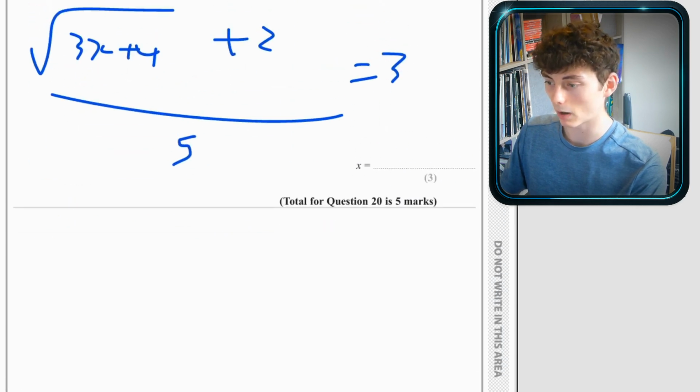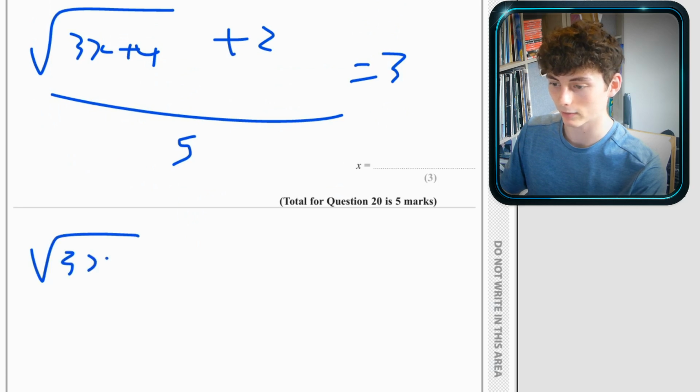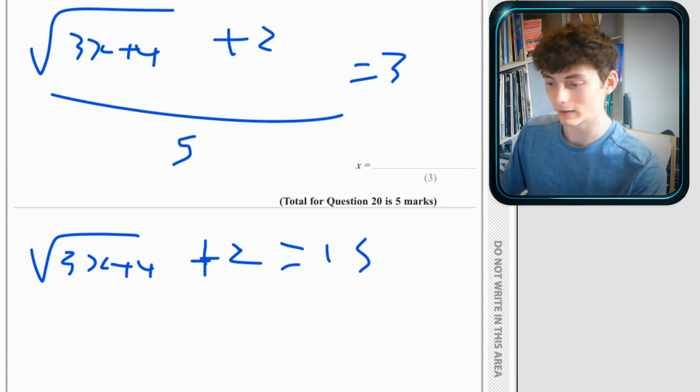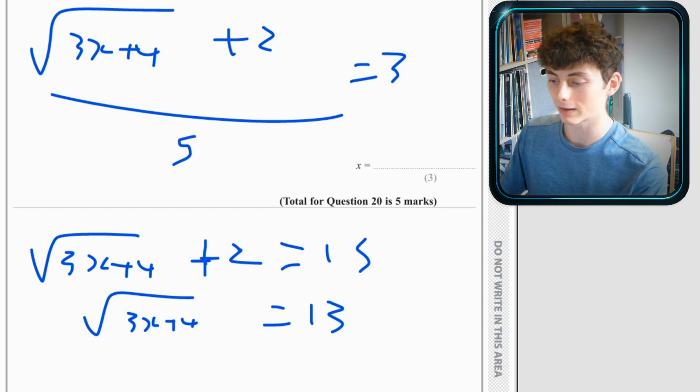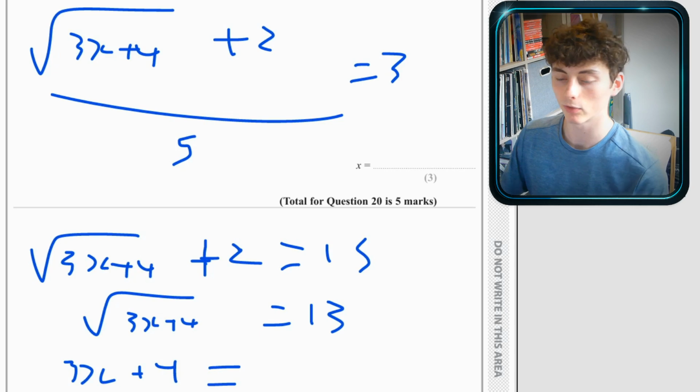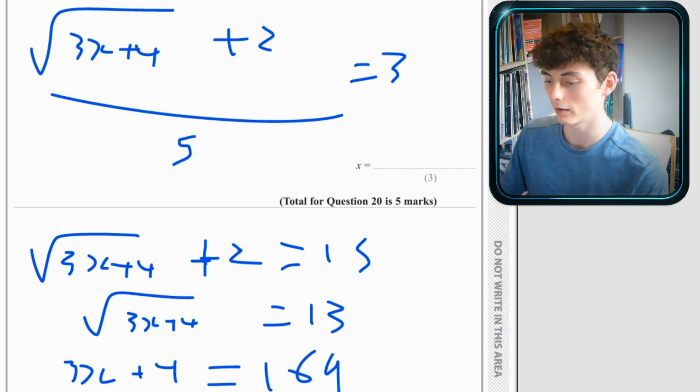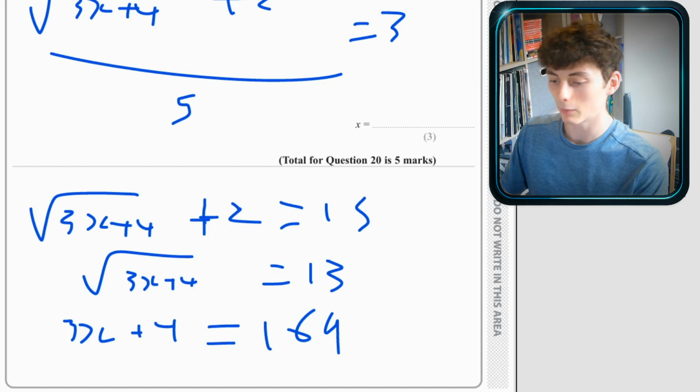So I'd start by multiplying that all out by 5. So we then get the square root of 3x plus 4, plus 2 still, and that equals 15. We can take away the 2, and that would give us the square root of 3x plus 4 equals 13. Now all we have to do is square both sides, so 3x plus 4 equals, and 13 squared is 169. We can take away the 4 and that would give us 3x equals 165.